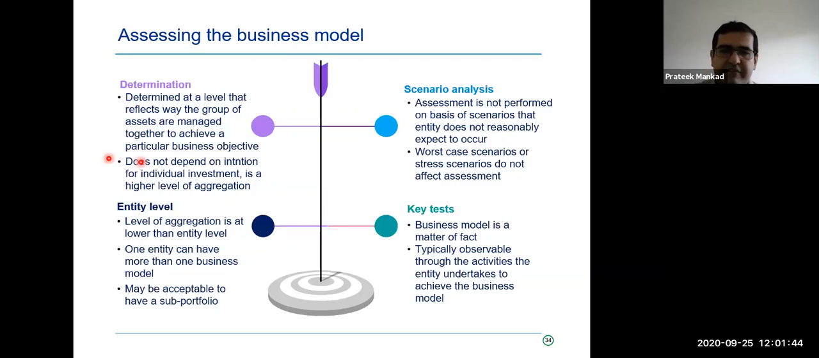Also, one entity can have more than one business model. So for example, you can say government securities are held to collect and sell because I may need them for liquidity. But if I am investing in company FDs or company bonds, say tomorrow Tata Capital comes out with an NCD issuance, that is held to maturity. I will not sell it. The business model could be different for bonds, could be different for government securities. So one entity can have more than one business model.